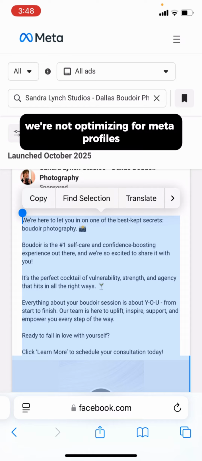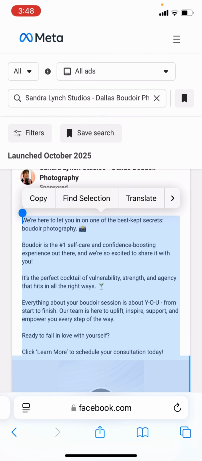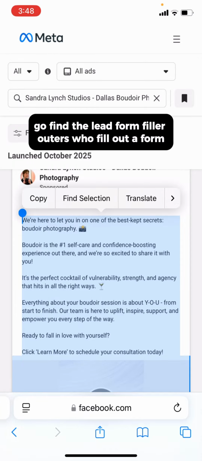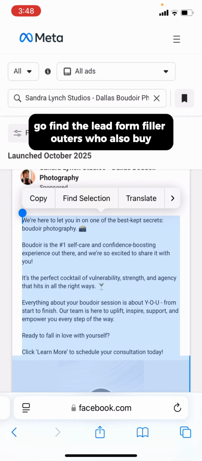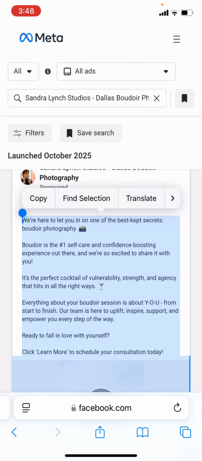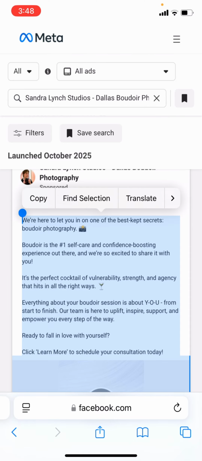Here's the problem. We're not optimizing for Meta profiles that fill out a lead form and then also answer our calls, texts, or emails. We're not telling Meta, hey, go find the lead form fillers who fill out a form and also book a call and show up to the call. And we're definitely not telling Meta, hey, go find the lead form fillers who also buy. Instead, we're just saying, hey, go find the people that fill out the lead forms. They like filling out lead forms.